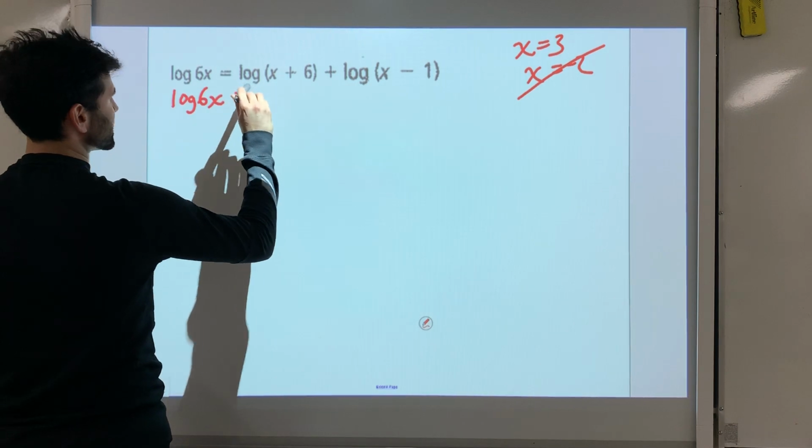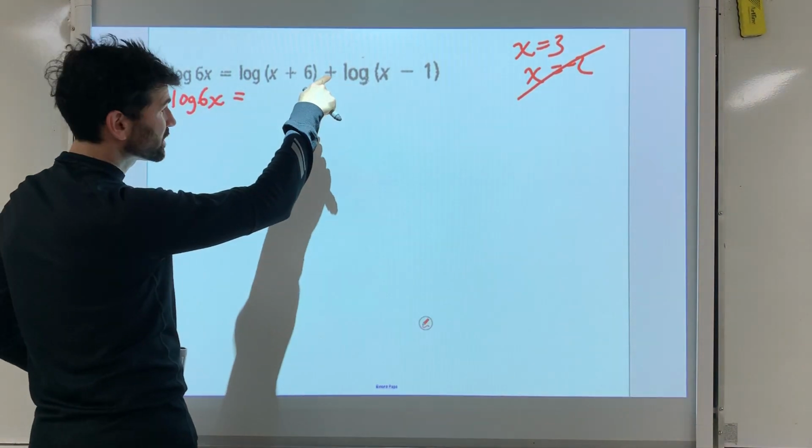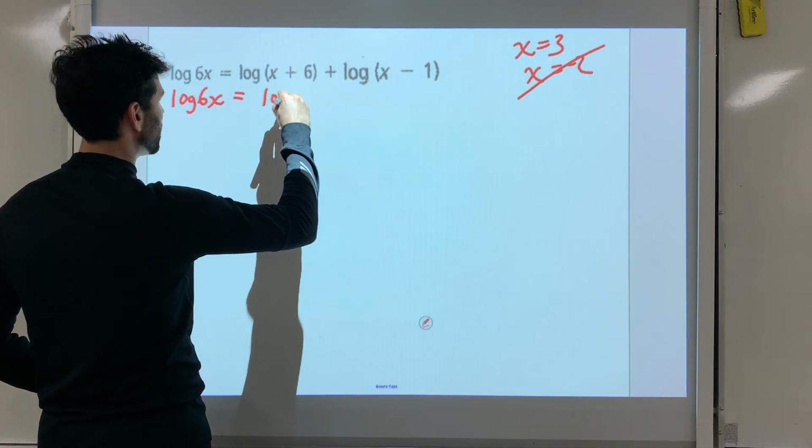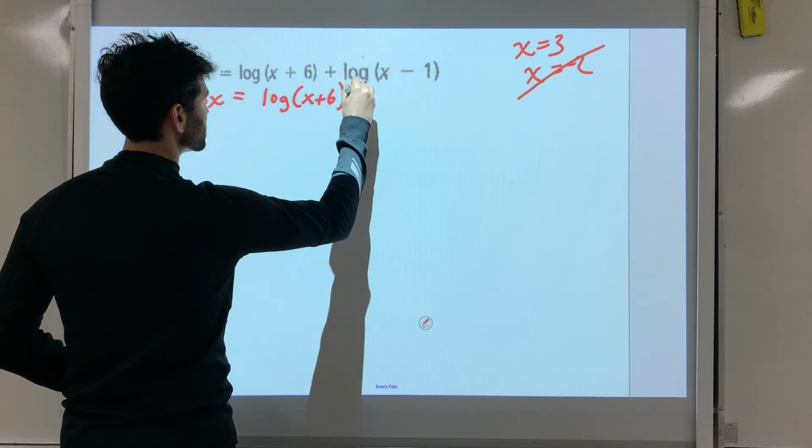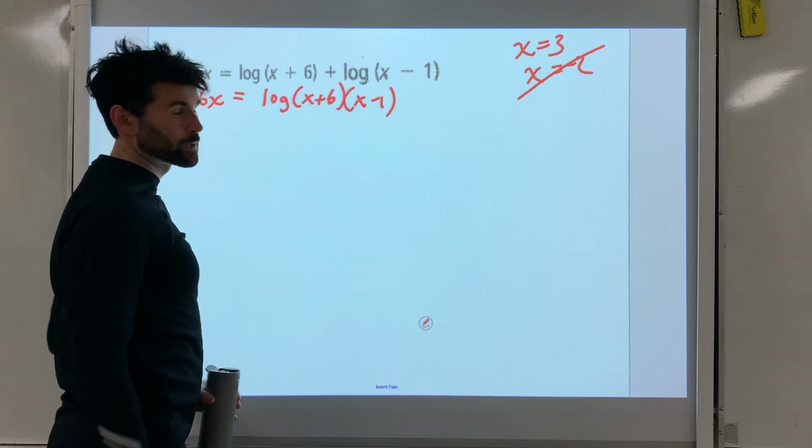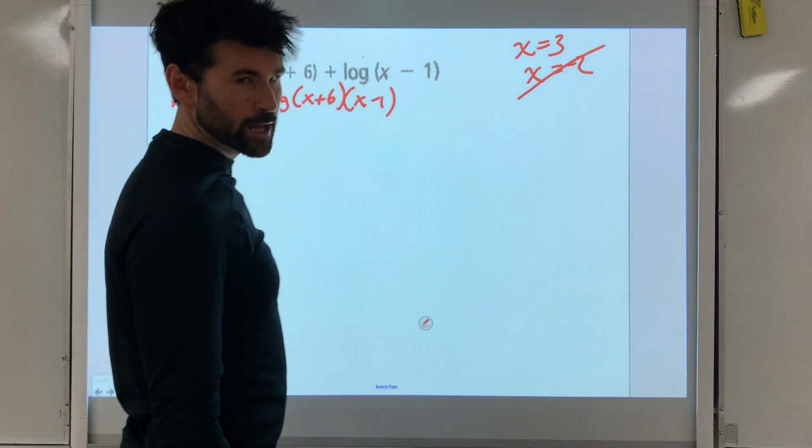So nothing I can do on this side. Here I need to combine. It's product law because of the plus sign. So I'm going to write log of (x + 6)(x - 1). Now if you want to pause the video, try it and see what happens.